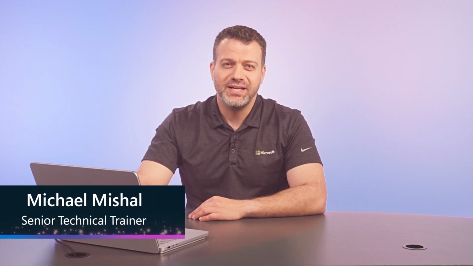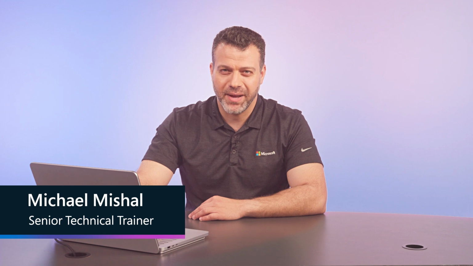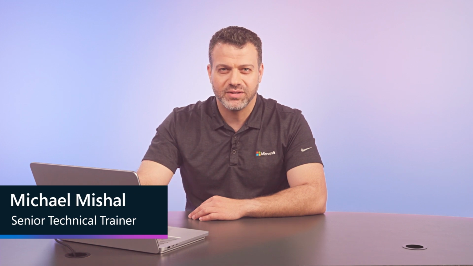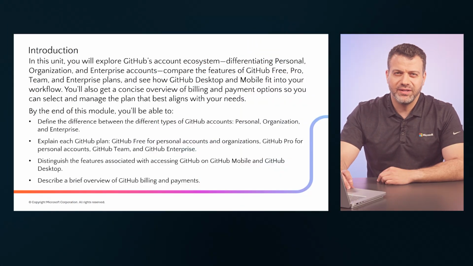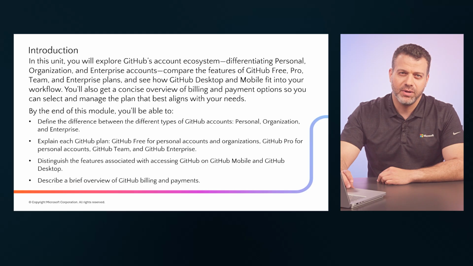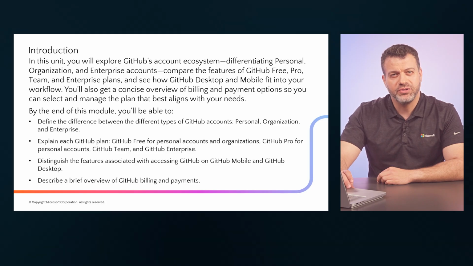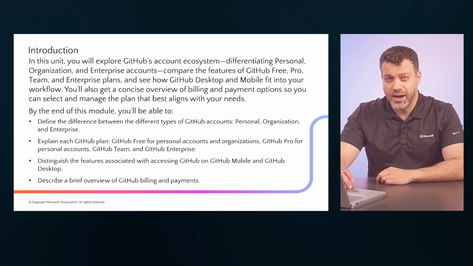I'm Michael Michel. In this session, we will talk about GitHub account offerings, from personal profiles to organizational and enterprise tiers. And I'll show you how to choose the right plan for your specific needs. By the end of this session, you'll be able to clearly distinguish between GitHub's three account types: personal, organization, and enterprise, and understand which features come with each plan, including GitHub Free, Pro, Team, and Enterprise.